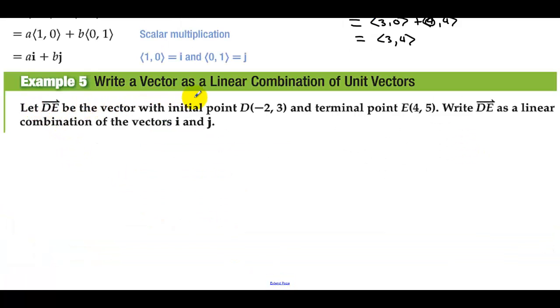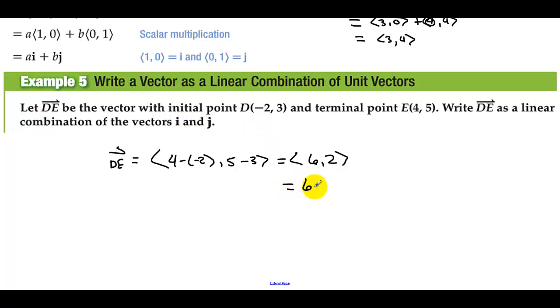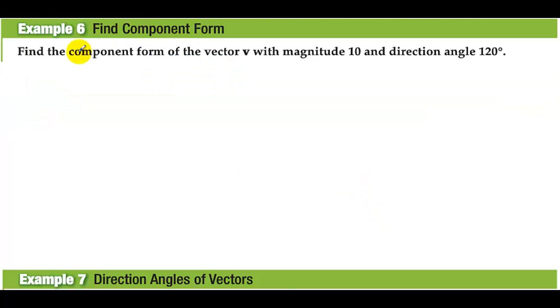Let DE be the vector with initial point -2, 3 and terminal point 4, 5. Write DE as a linear combination of the vectors i and j. Well, first we need to get DE in component form. So that's going to be 4 minus -2 and 5 minus 3, which is equal to 6, 2. And then to write that as a combination of the vectors i and j, we write that as 6i plus 2j.